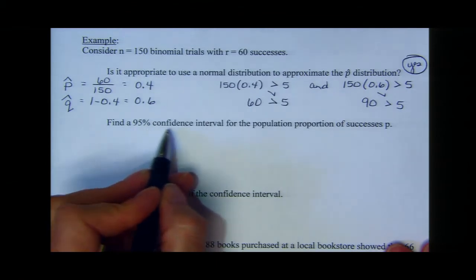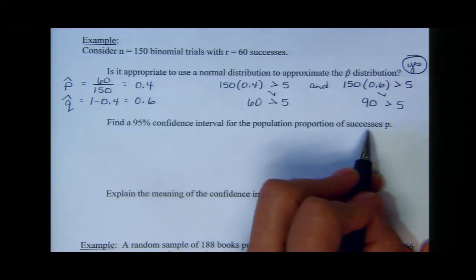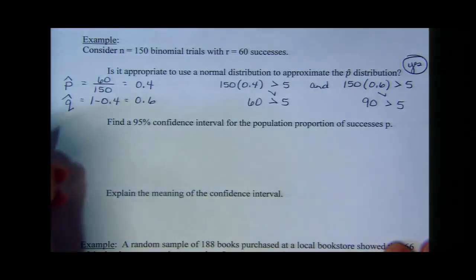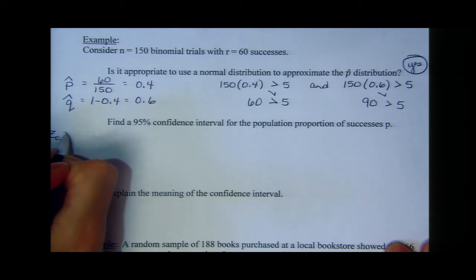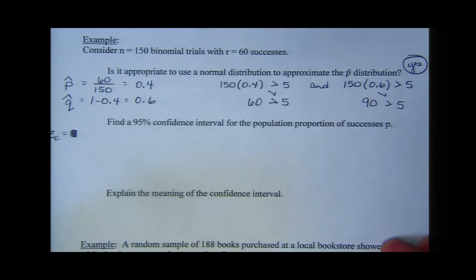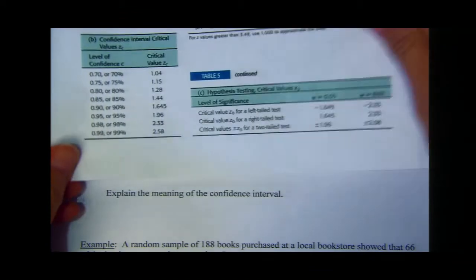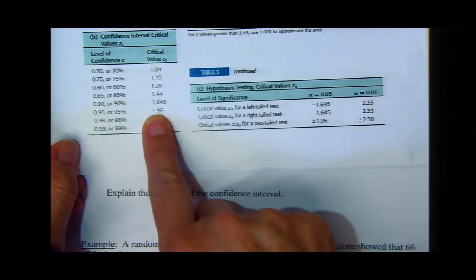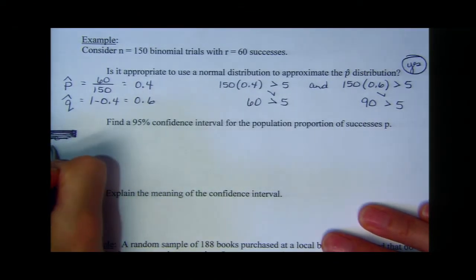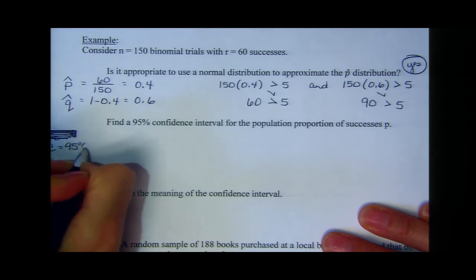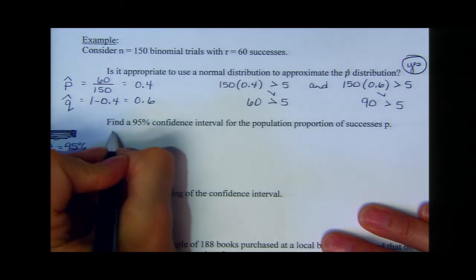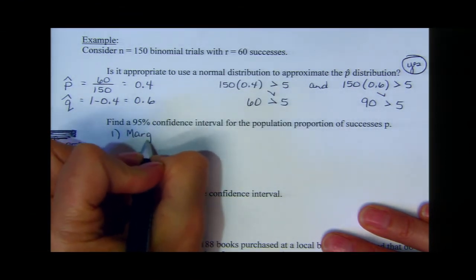Find a 95% confidence interval for the population proportion of success P. Well, before I can find the confidence interval, I have to find the margin of error. And we know we're going to use Z sub C. C is 95%, so Z sub C is 1.96. So now we can calculate the margin of error.